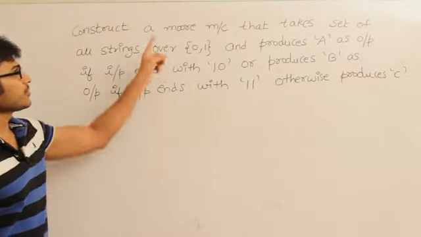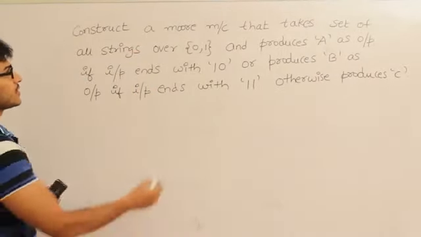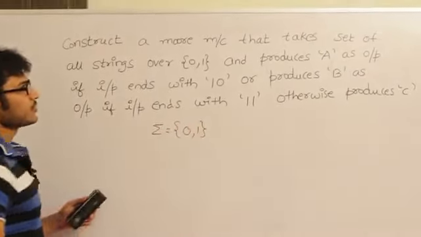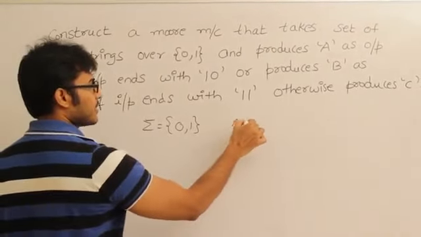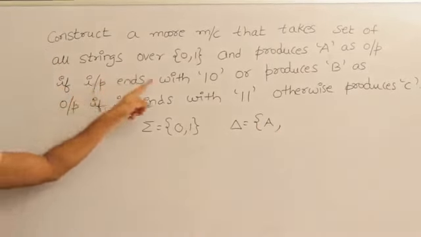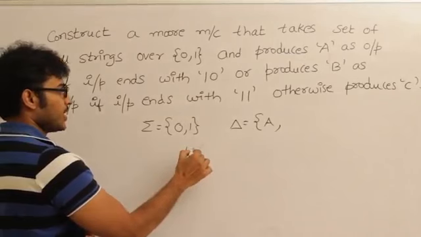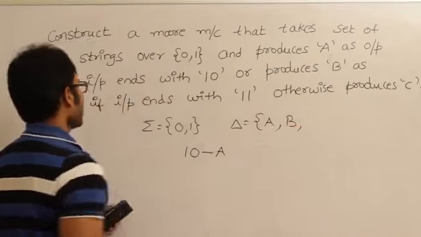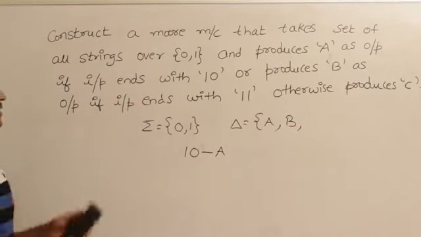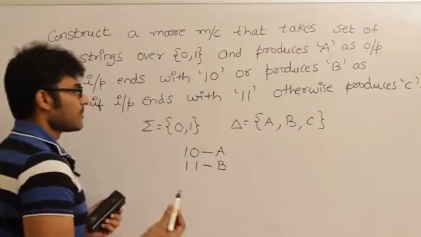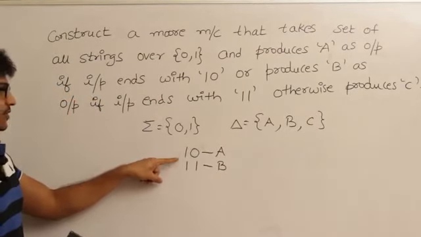Now let us say we have to construct a Moore machine which takes the set of all strings over 0, 1, which means sigma equal to {0, 1}, and the output alphabet delta is going to be capital A if the input ends with 1, 0, or produces capital B if the input ends with 1, 1. Otherwise it produces C, which means I have to identify between 3 cases.